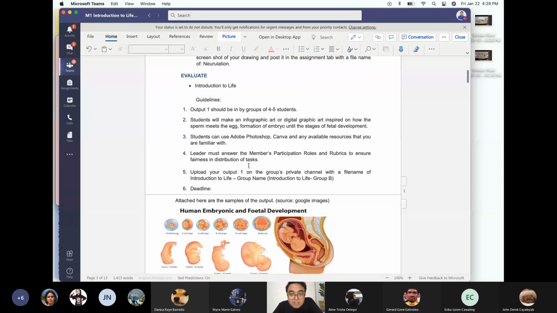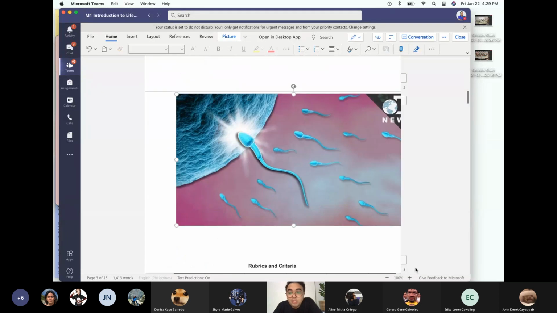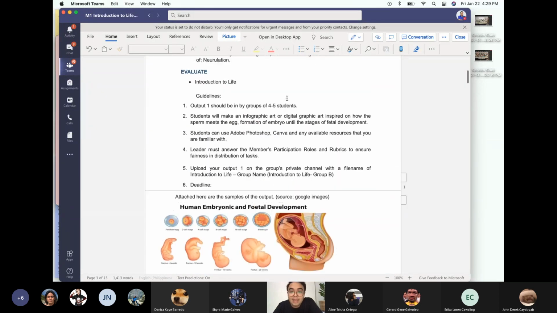And then there will be rubrics for the members, the leader, and the group. So please choose a leader per group. In your file name, it should be the group name. The group name is the family name of your leader, and then Introduction to Life, Group B. I don't know why it's Group B. The group name is the family name, then Introduction to Life, and then change Group B to Cluster A. Clear?